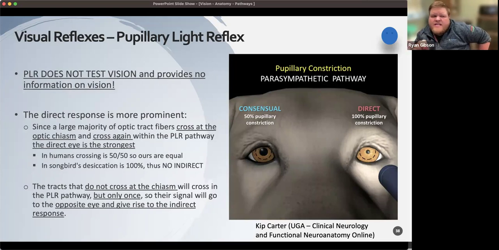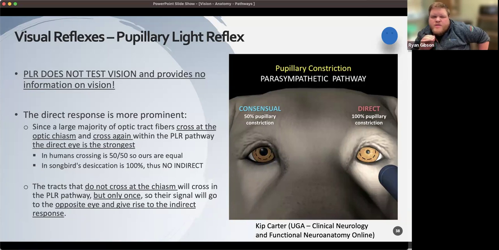PLR does not test vision. It only tests if the pathways are working. It is a light yes or no question. PLR tells you nothing about vision, i.e., an animal can be cortically blind, meaning it cannot interpret the world. It is effectively and functionally blind, but still responds to light. So responding to light does not mean that you can see or understand what you're seeing.